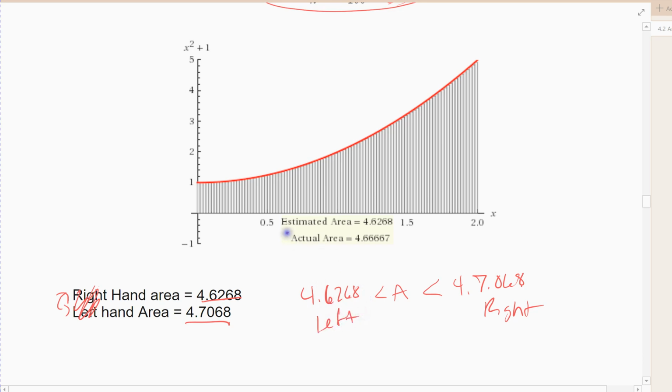Now, I actually found the actual area, and you'll notice that it's pretty close to both those values. The actual area is 4.6 repeating. But now notice that I'm getting pretty close to that from the left and the right. There's 100 rectangles in here. The more rectangles I get, the closer and closer I get. So the more rectangles I draw, the closer the left sum gets to my right sum. From the left and the right, I approach the same value.